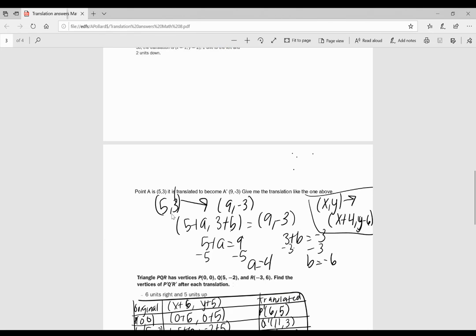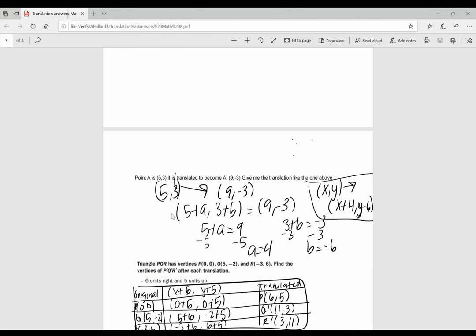So if I gave you an example problem, it says point A is 5, 3. It is translated to become A prime 9, negative 3. So I want you to give me the translation like we saw before. So we're going from 5, 3 to 9, negative 3. We know that we have to plug in 5 for x, 3 for y, and then we get 9, negative 3. So we do 5 plus a equals 9. 3 plus b equals negative 3, and split them up into separate equations.